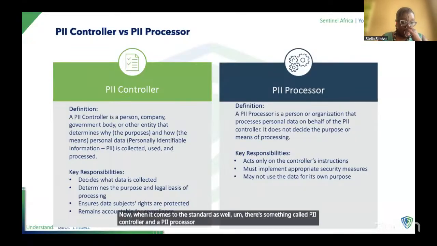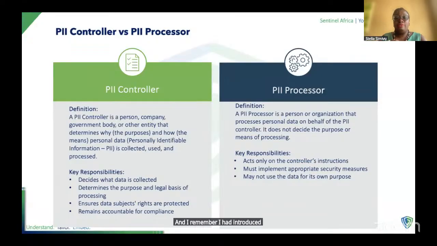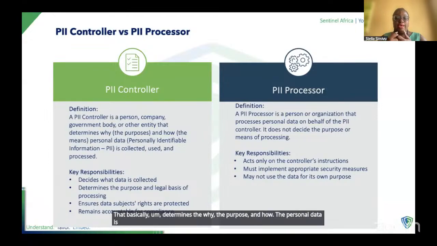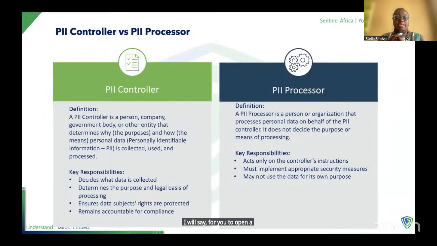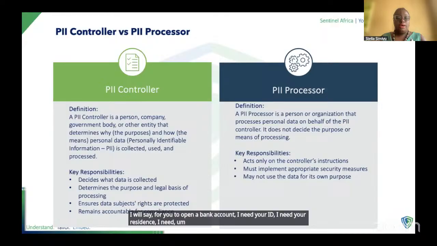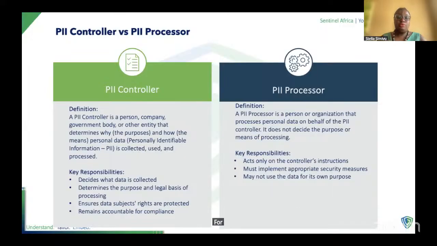Now, when it comes to the standard as well, there is something called a PII controller and a PII processor. I had introduced this at the beginning of my discussion. A PII controller is a person or a government body or an entity that determines the why, the purpose, and how the personal data is to be collected. So if I am a bank, for example, I will say, for you to open a bank account, I need your ID, I need your residence, I need maybe your next of kin.